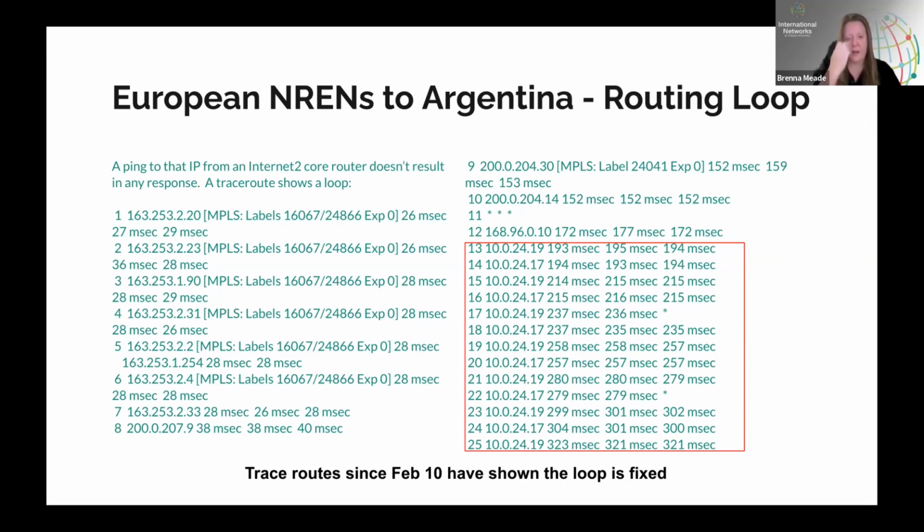As you can see, I highlighted there, we determined that it was a routing loop. I've highlighted in red where the routing loop is. As you can see, it's just bouncing back and forth between these 2 IP addresses. Those two worked together with engineers in Argentina, and the traceroutes since February 10th have shown that the loop is fixed. So this was a shorter case that came through on Slack, but still had the same impact of solving a problem with routing in the international community quickly and helping to identify the parties that could really investigate this and help to resolve it.